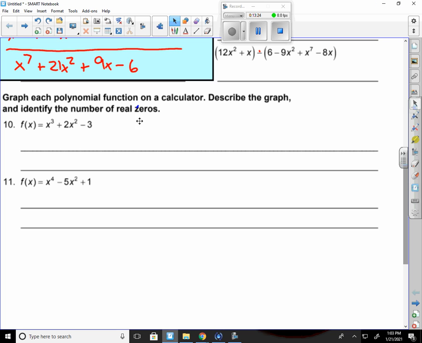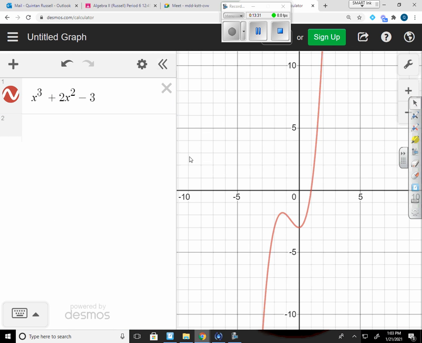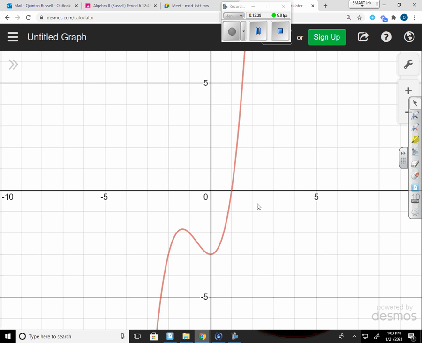And our question asks us the number of real zeros. In order to find our zeros, we can simply say it's here where it crosses the x-axis. It only does it one time, so that would be at 1, 0. If you want to describe the graph further, you could say the y-intercept is at 0, negative 3, and that it has a vertex at negative 1.33, negative 1.815.